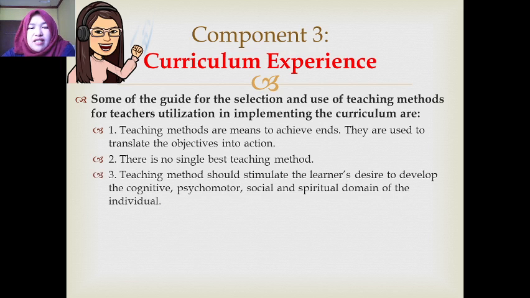Then, teaching methods should stimulate the learner's desire to develop the cognitive, psychomotor, social, and spiritual domains of the individual.